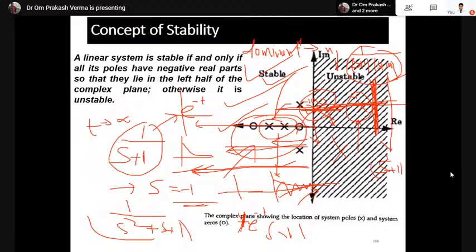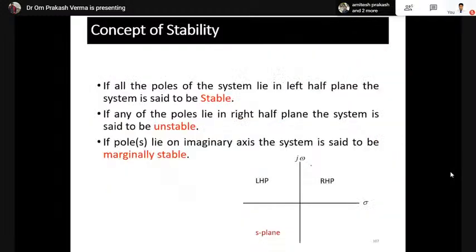Okay, so it is very, very important to know this. If all the poles of the system lie in the left half plane, the system is said to be stable. If any of the poles lie in the right half plane, the system is unstable. And if the poles are lying on the imaginary axis, the system is said to be marginally stable. It is not totally correct. I have taken it from some book, but it is not totally correct.